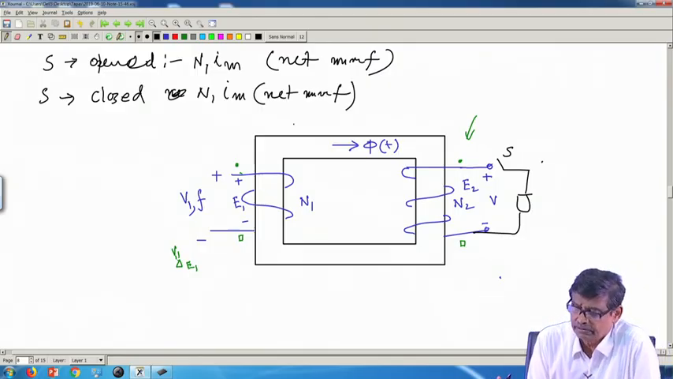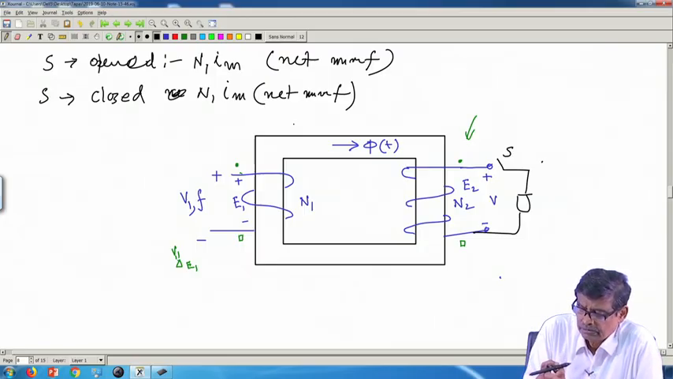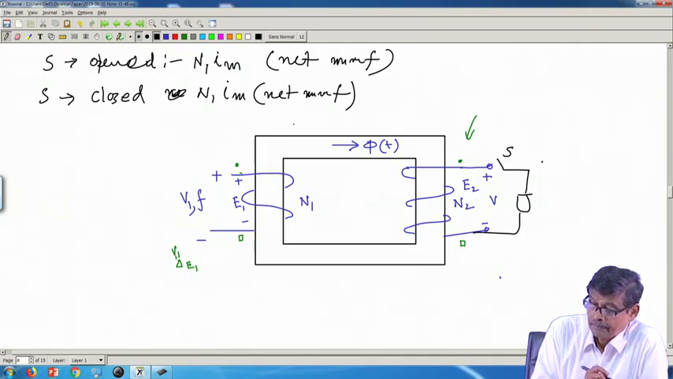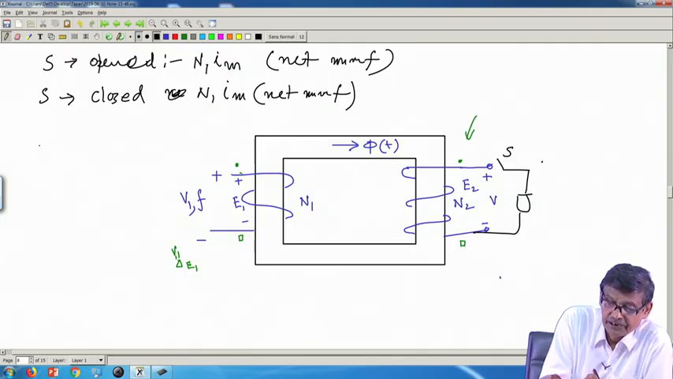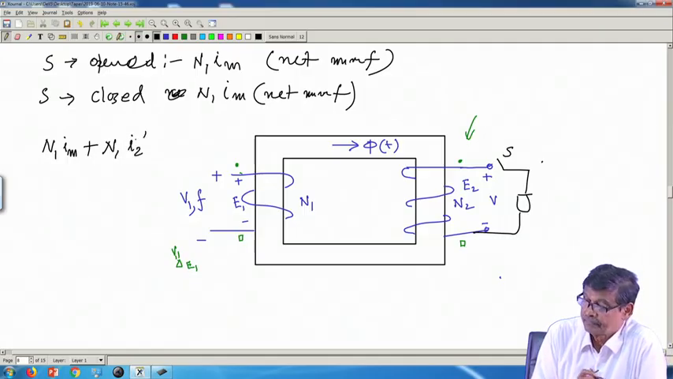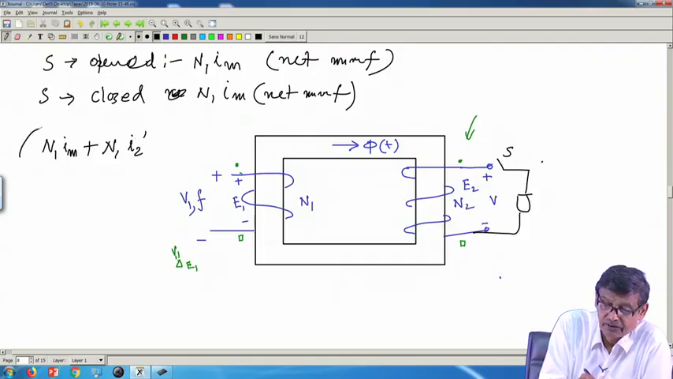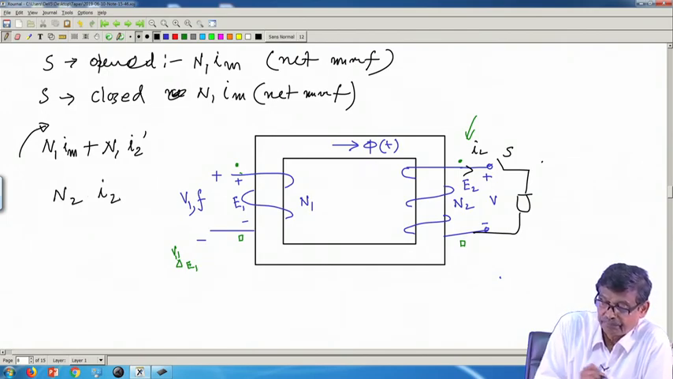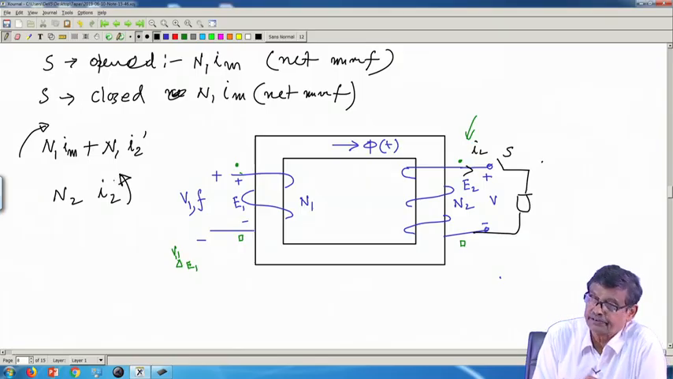Because flux level cannot change, but MMF is contributed by this coil current and its number of turns, this coil current and this number of turns. So, net MMF of the primary coil is N1 IM plus N1 into I2 dashed, and this is in the clockwise direction, flux it creates. Net MMF contributed by secondary, if you show this is the current, it is N2 I2 and it creates flux in the opposite direction.